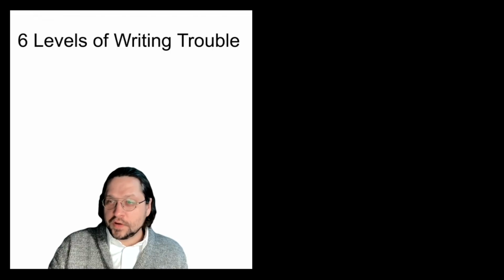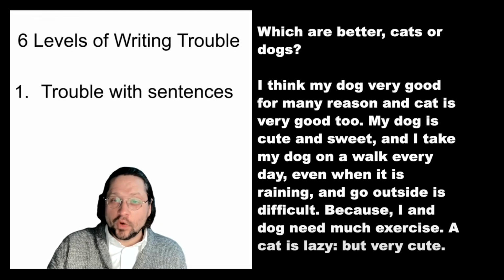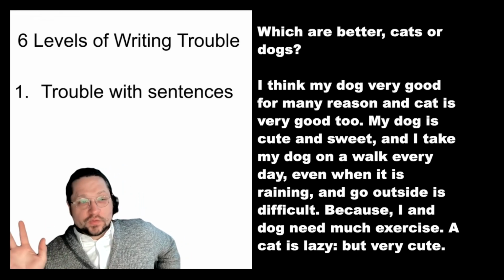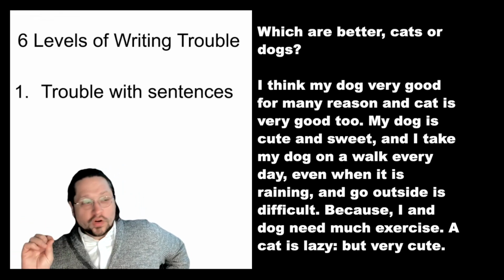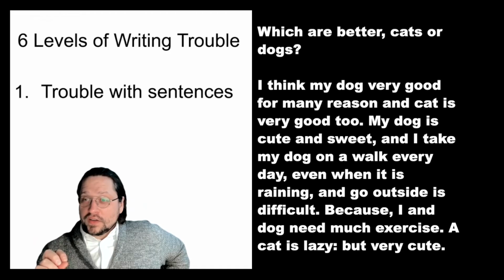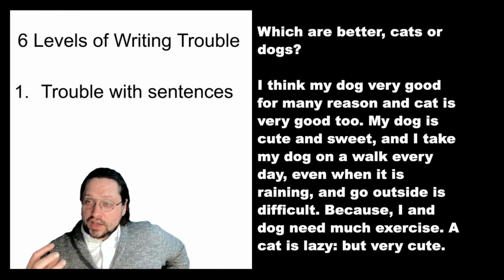Like I said, there are 6 levels of writing trouble. Let's take them one by one and see where you fit in. Number one, trouble with sentences. When I say trouble with sentences, what I mean is when you're writing, your sentences are less effective and you're having a hard time even putting together something that communicates the way that you want to communicate it.